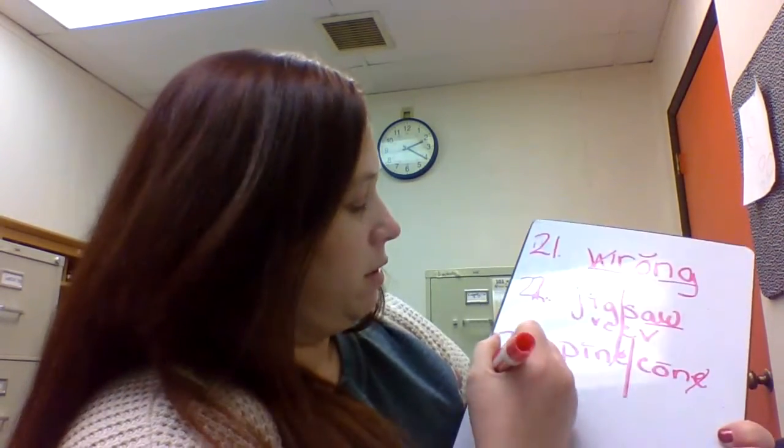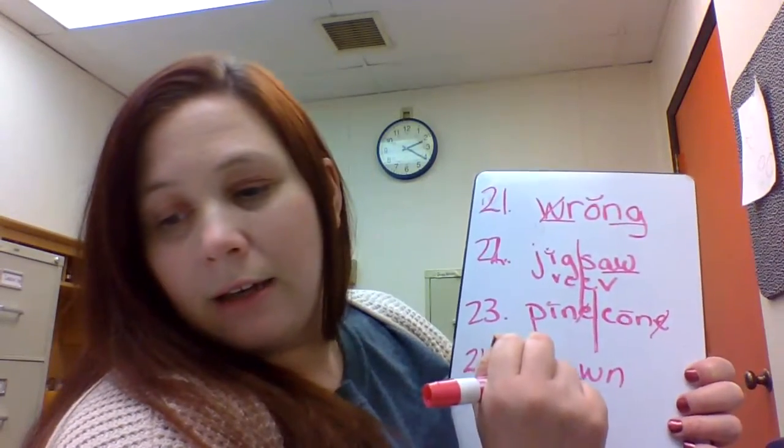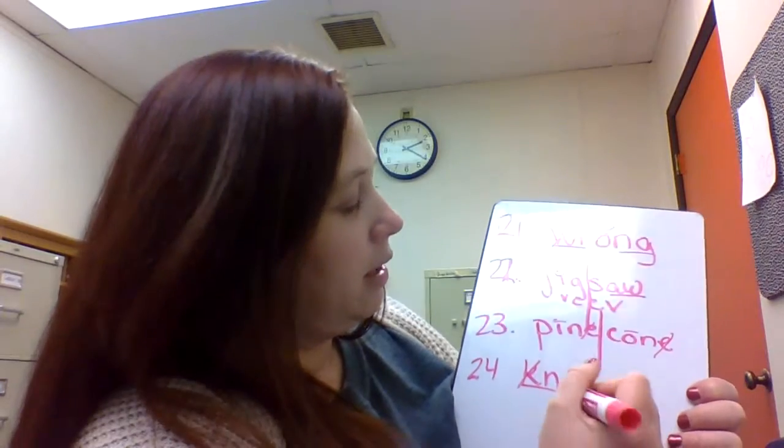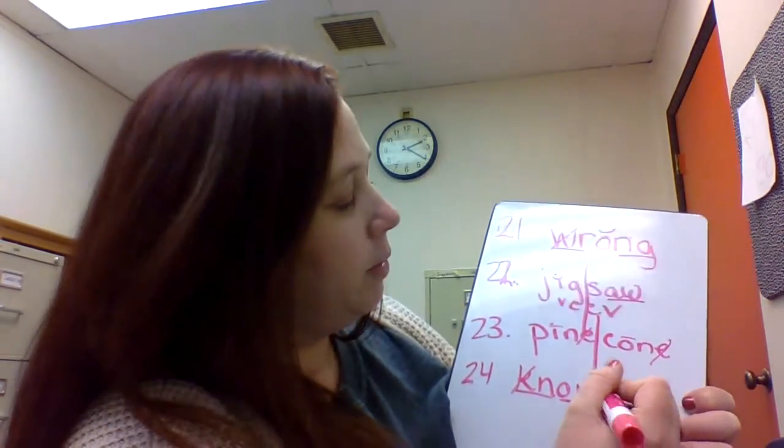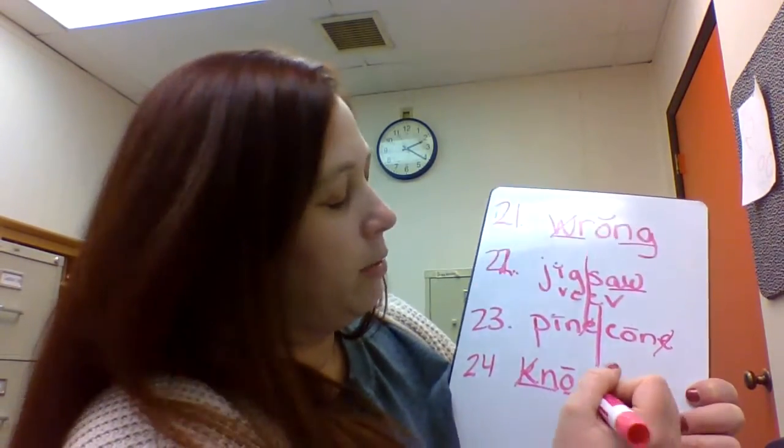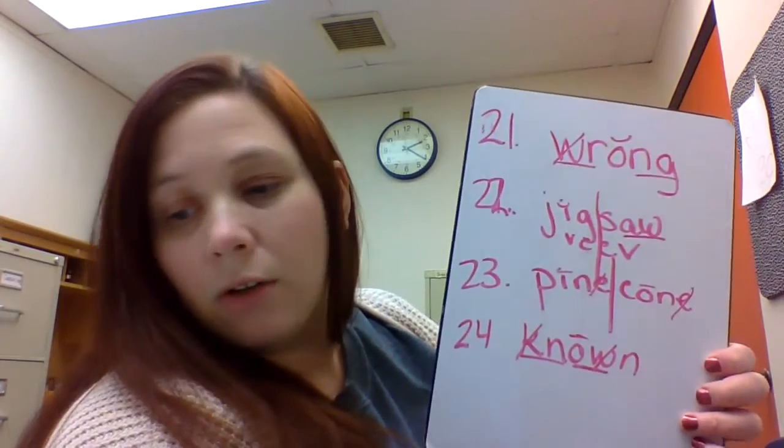Number 24. Known. Here we have that ghost KN digraph. We're going to mark off our K. And then we have our OW digraph where we mark off W, and our O gets a macron. And it's going to look like that.